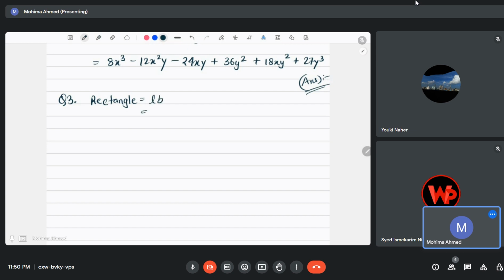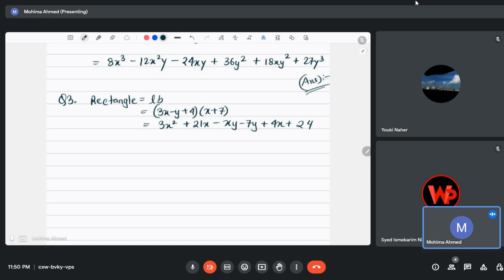It's length into breadth. The length was 3x minus y plus 4. It was multiplied with 7 plus x. So when you multiply these together, that is 3x squared plus 21x minus xy minus 7y plus 4x plus 24. And simplified maybe.